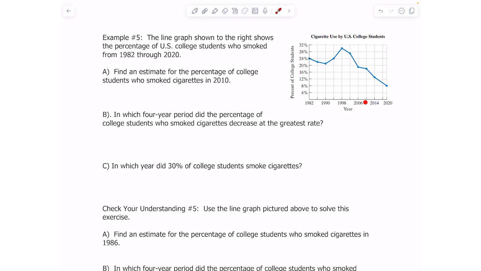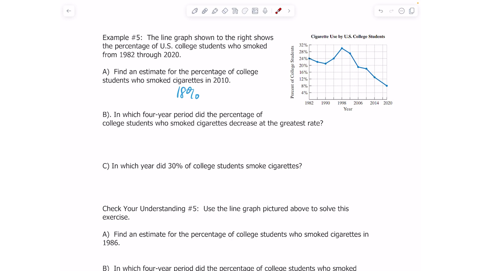Okay, so if I want to estimate the percentage of students who smoke cigarettes in 2010, I need to go here, and then I'm going to come across and look, and I can probably say it looks like it's about halfway between the squares. So halfway between 16 and 20 would be about 18. So we can say that approximately 18% of college students smoked cigarettes in 2010.